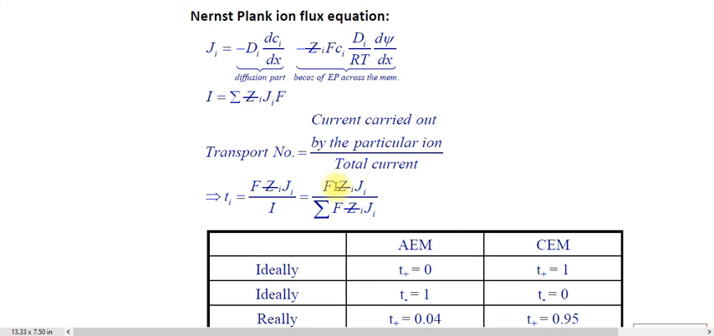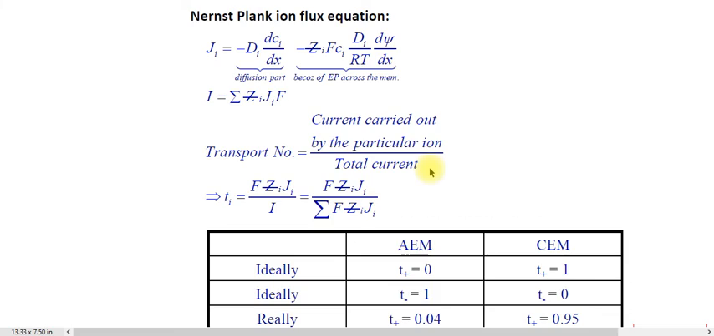Now you have to remember the transport number. It is a very important parameter to identify the characteristic or quality of ion exchange membranes. The characteristic, or the quality, of an ion exchange membrane can be defined in terms of transport number. Transport number is equal to the current carried by a particular ion divided by the total current. Suppose you have an ion exchange membrane, which only allows one type of ion to pass through it.